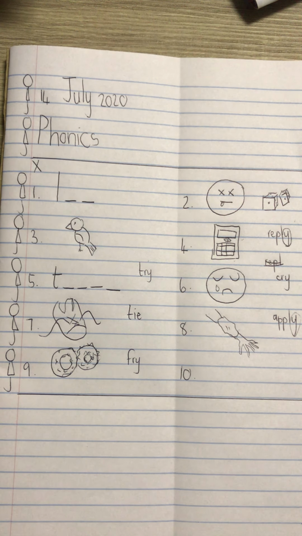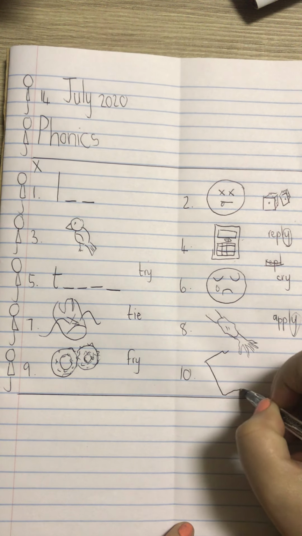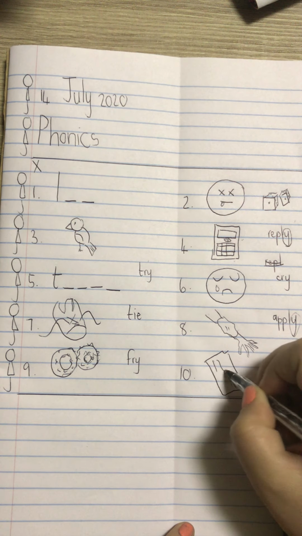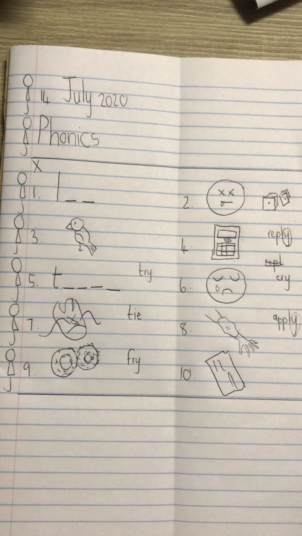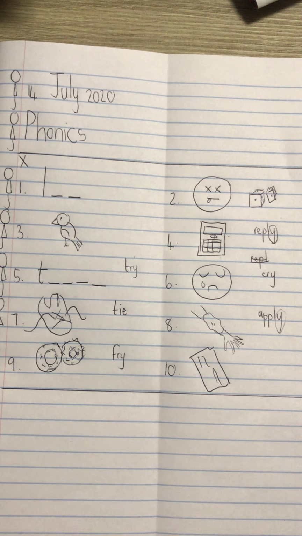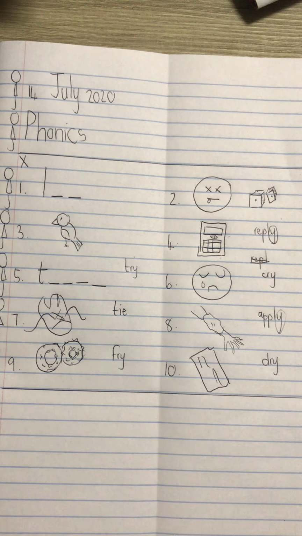Good, and then your last phonics word. The towel was all dried out. Dried. Again. Dry. The towel is dry after it was dried out.